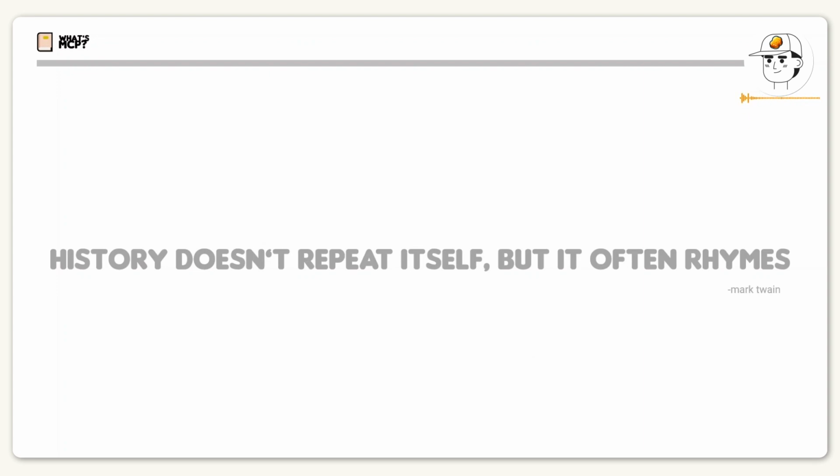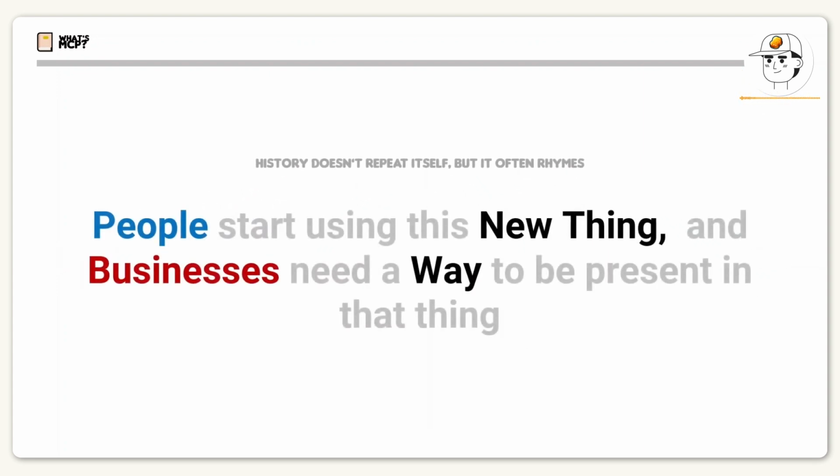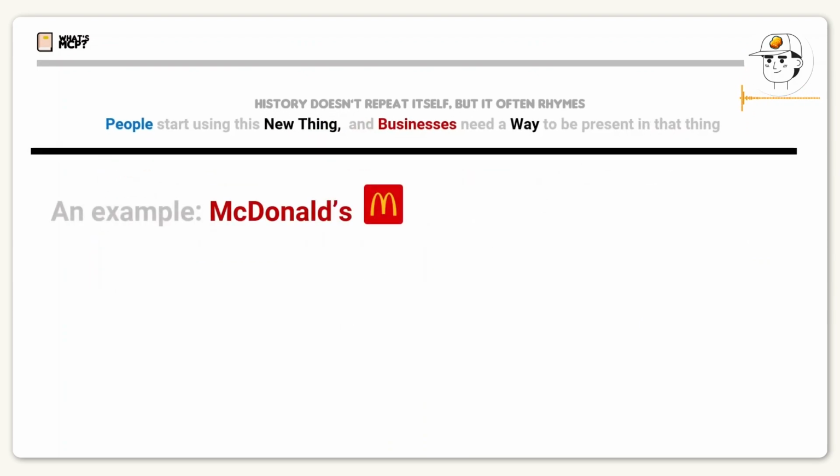Because if we look at history, it doesn't repeat itself, but it often rhymes. And usually what happens in history is that when people start using this new thing, businesses would need a way to be present in that thing. So to make that more real, let's take one business, for example.